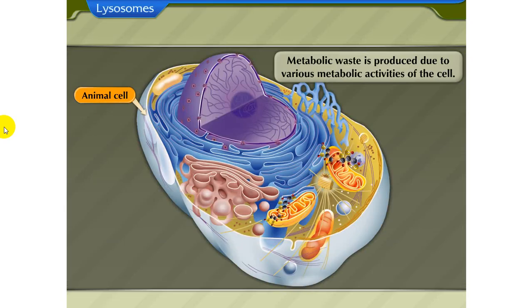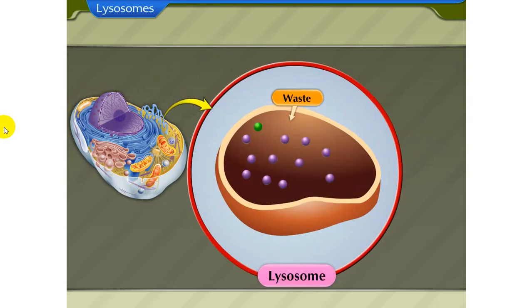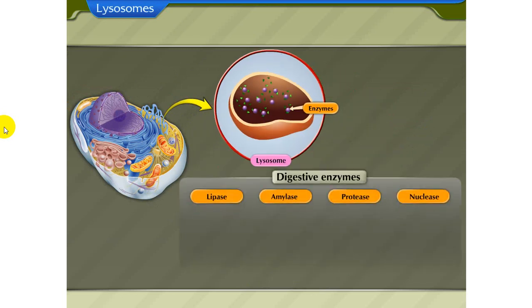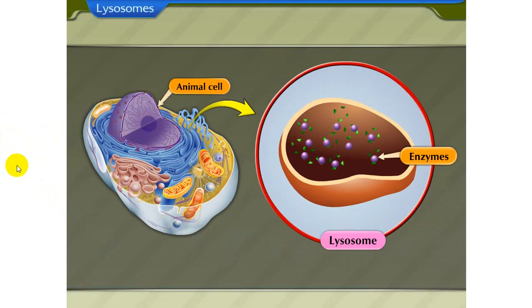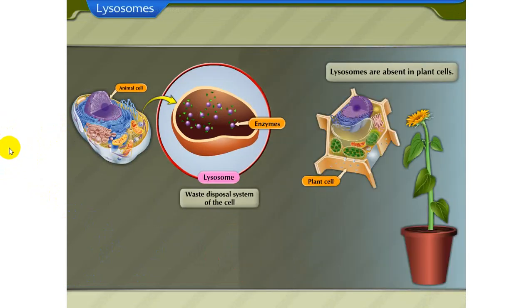Due to various metabolic activities of the cell, metabolic waste is produced. Lysosomes digest the waste. Lysosomes are simple, single membrane bound sacs. They are filled with digestive enzymes. They are capable of digesting and breaking down all organic matter. As observed in animal cells, lysosomes are the cell's waste disposal system. Lysosomes are absent in plant cells.